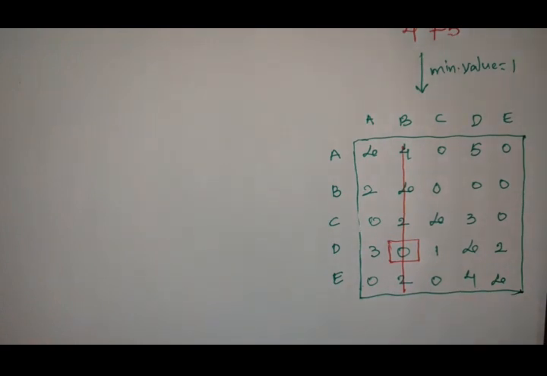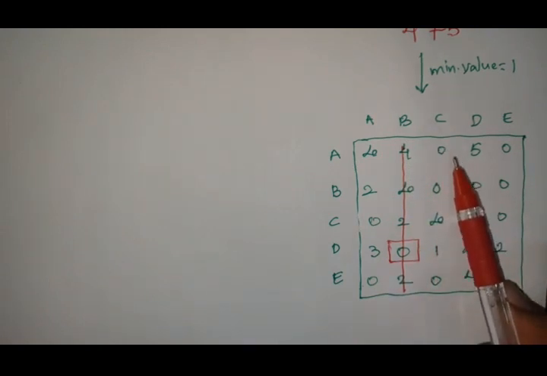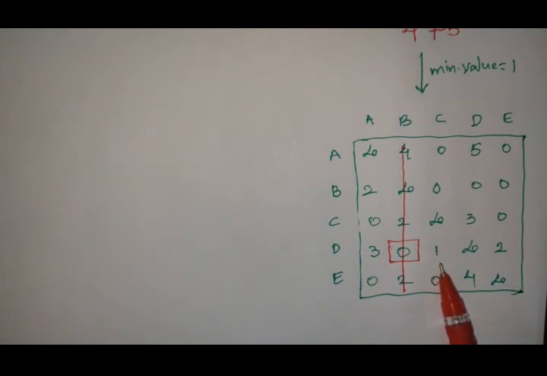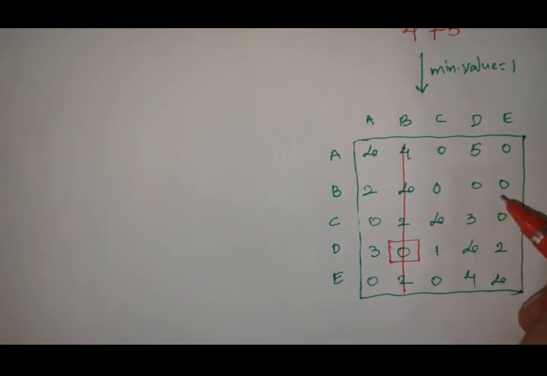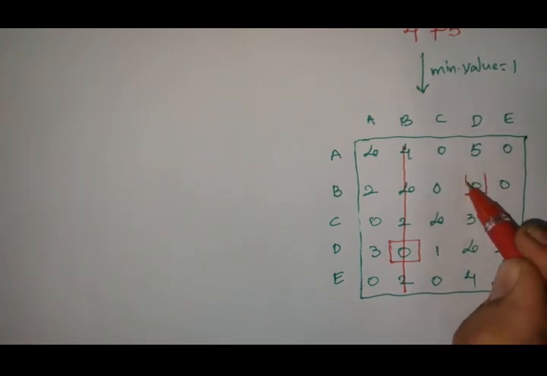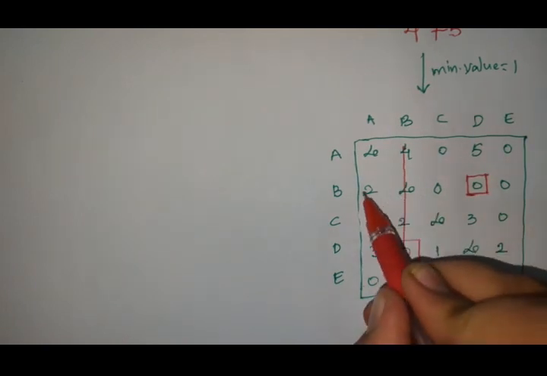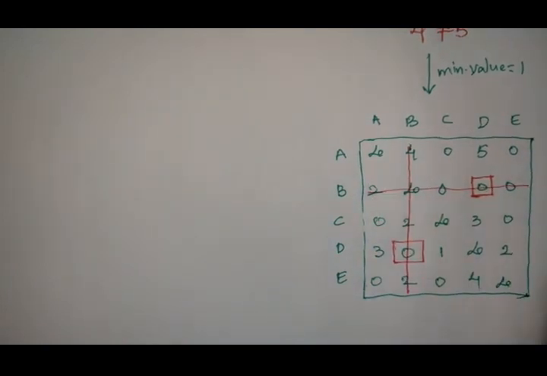And next, let's go for the column scanning. In column scanning, in the first column, how many zeros are there? 2 zeros, so skip that column. Next, the second column was already deleted. Next, take the third column. How many zeros are there? 1, 2, 3, so skip that column. Next, fourth column, how many zeros are there? Only a single zero is there, so box that 0 and strike off that row. Next, take the fifth column. How many zeros are there? 2 zeros are there, so skip that column.